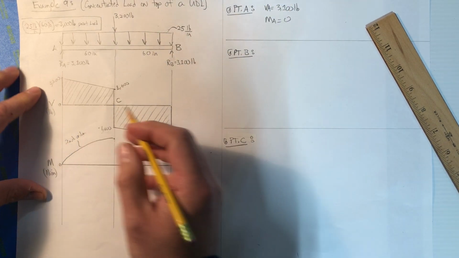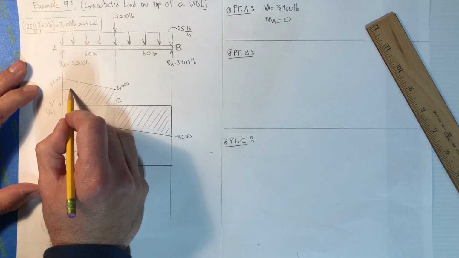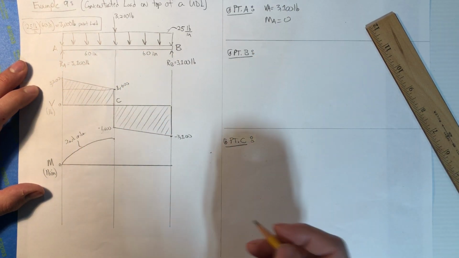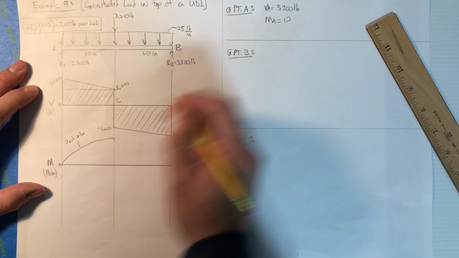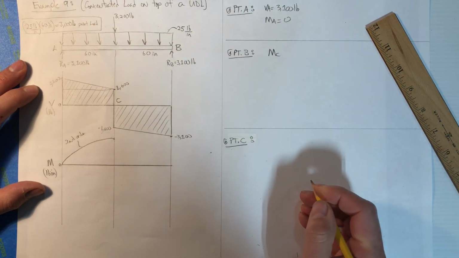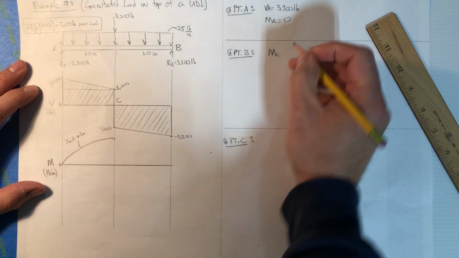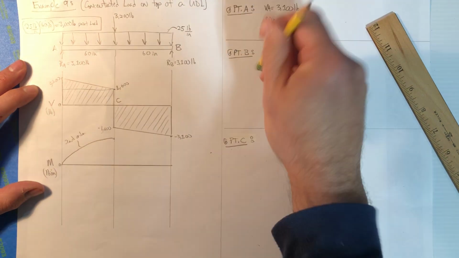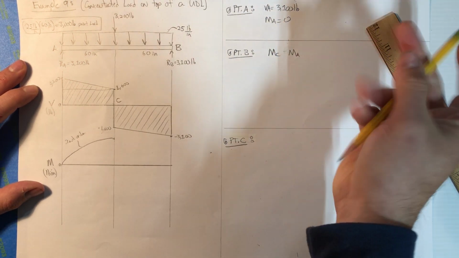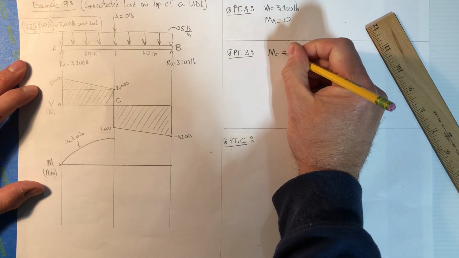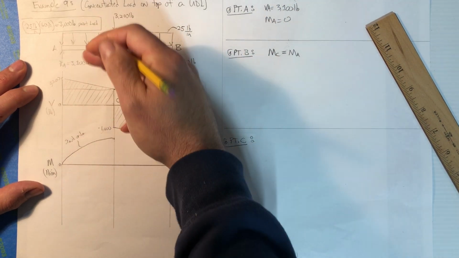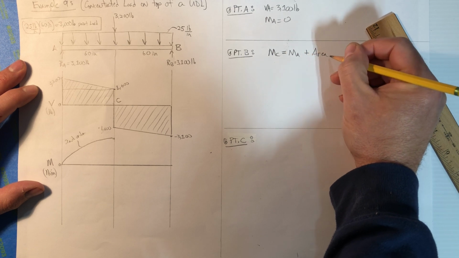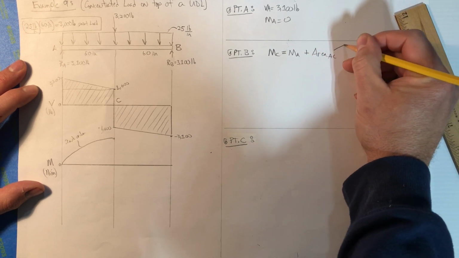Okay? AC, you can break up AC into two basic shapes. You have a rectangle, and you have a triangle. So you can say it like this. You can say that the moment at C, which is that point right here, is equal to the moment at A, which is basically 0, and these shapes are above the axis, so you're going to say plus area AC. But AC is what?